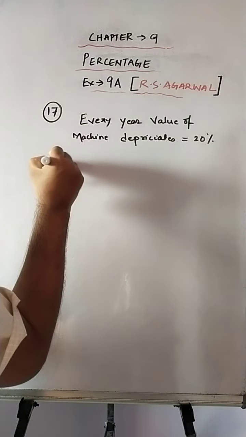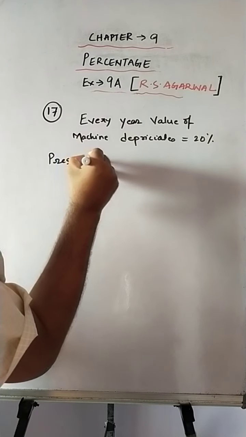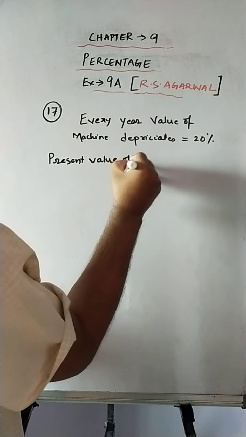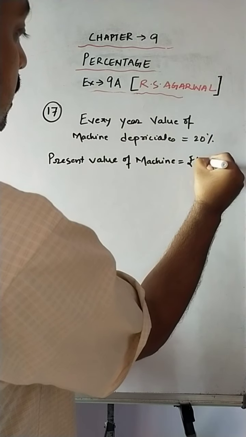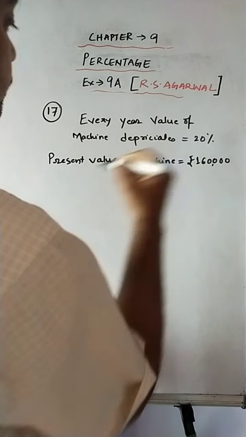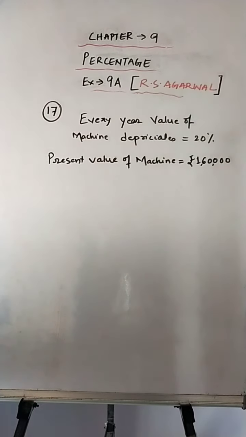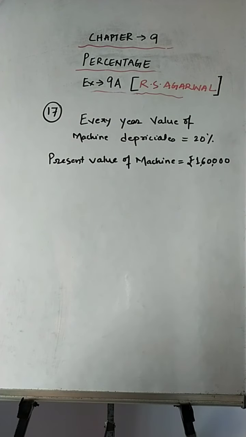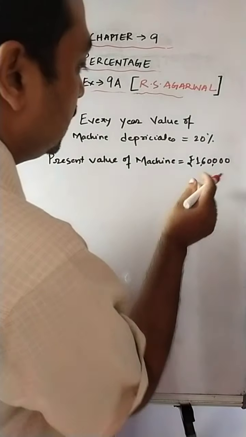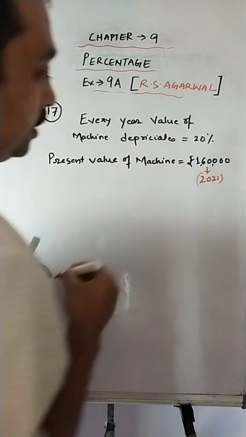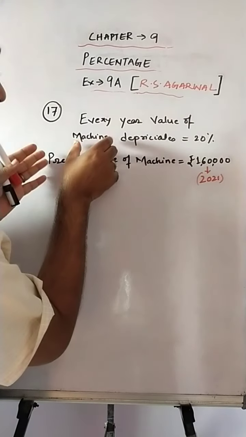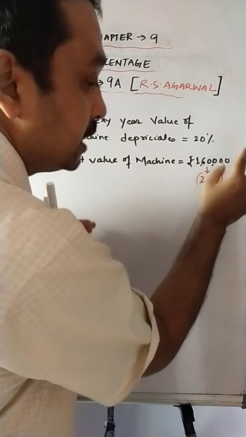Now the present value of the machine is given, rupees 1,60,000. The question they have asked is, what was its value last year? Just think that this is the present value, for 2021. The current value of the machine for the year 2021 is 1,60,000.